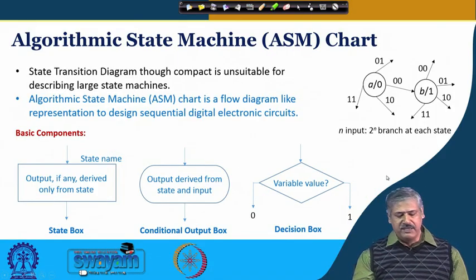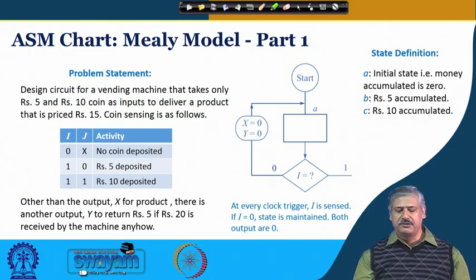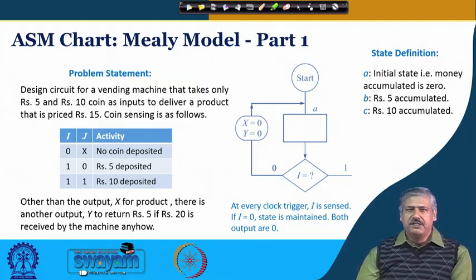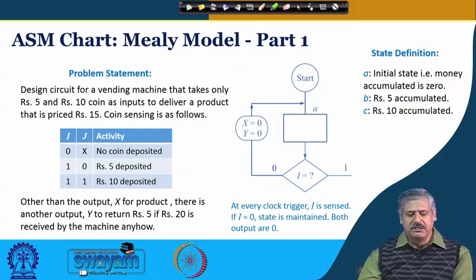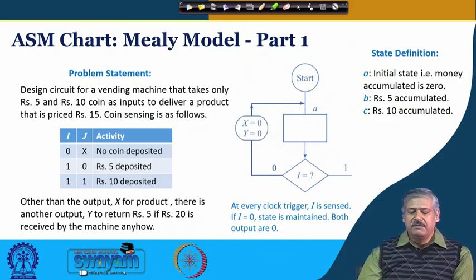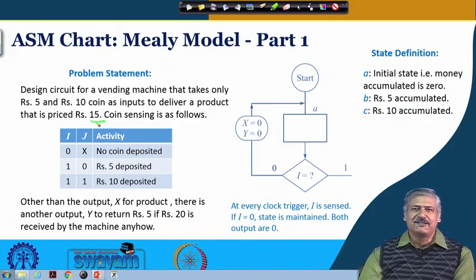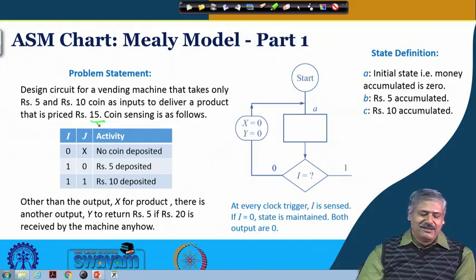Now, let us look at one example where there are more than one inputs, to appreciate how ASM chart works. In this particular example, the problem statement that we have placed is design of a very simplified basic vending machine. Not all the features are there, but some of the basic features are there. It delivers only one product, and that product is costing rupees 15. The machine is such that it can accept only 2 types of coin. One is of rupees 5 coin, another is of rupees 10 coin.